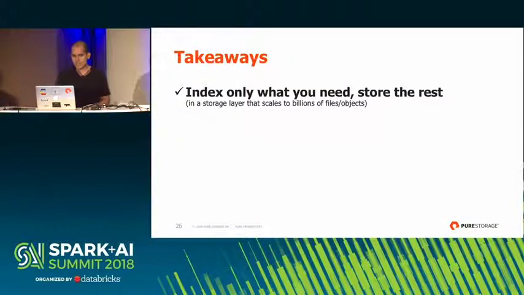So to close, the takeaways for us as we build this: one of our key design principles was really to build a system that indexes only what you need, right? And store the rest. As long as you store it in a storage layer that scales to billions of files, you can use the file system as your index. If you don't, you still need scalability in terms of throughput. IOPS may not be as important, but scalability matters.